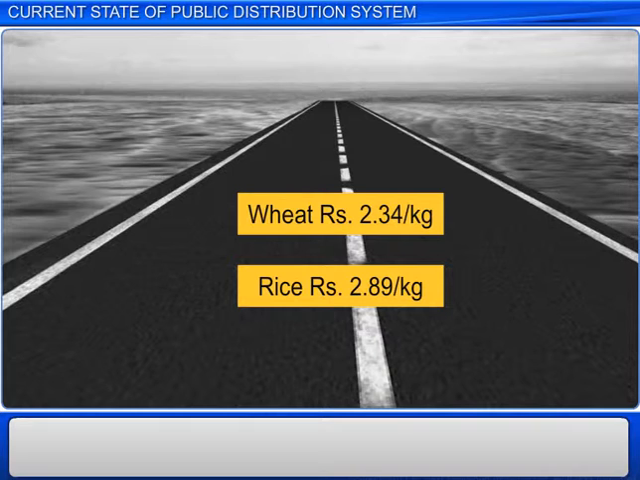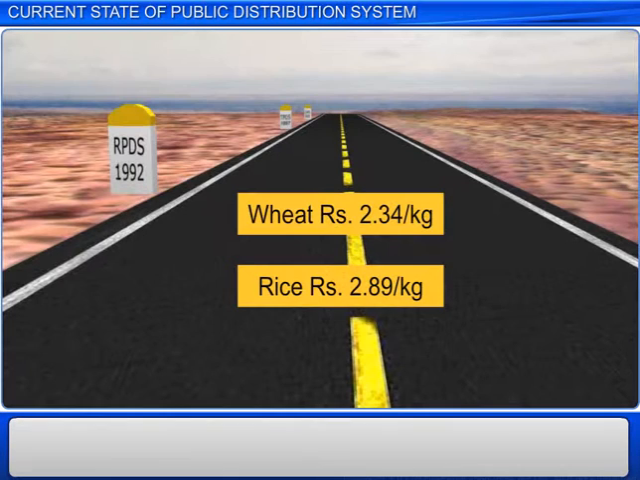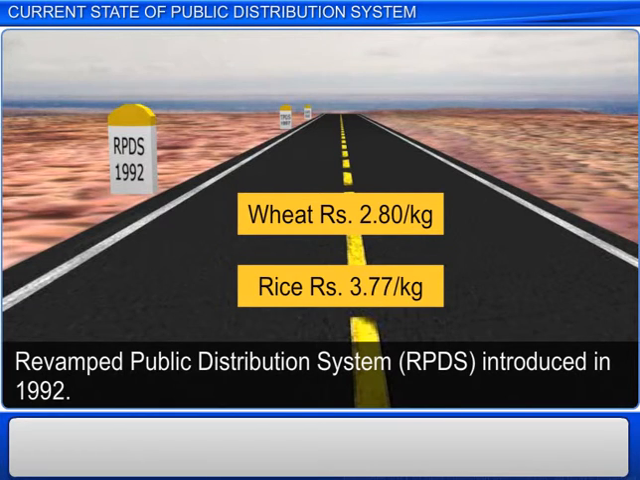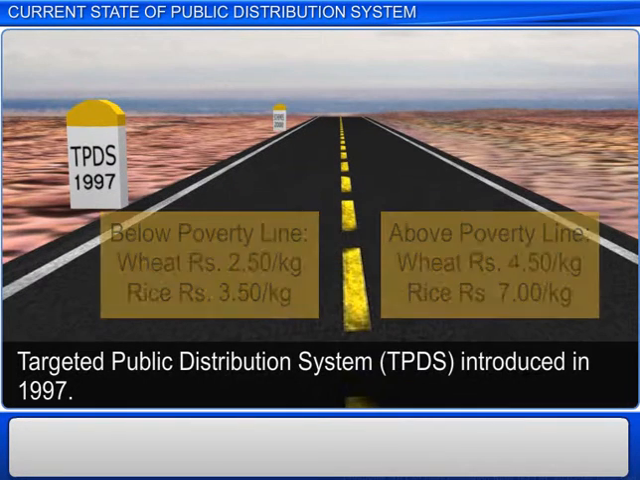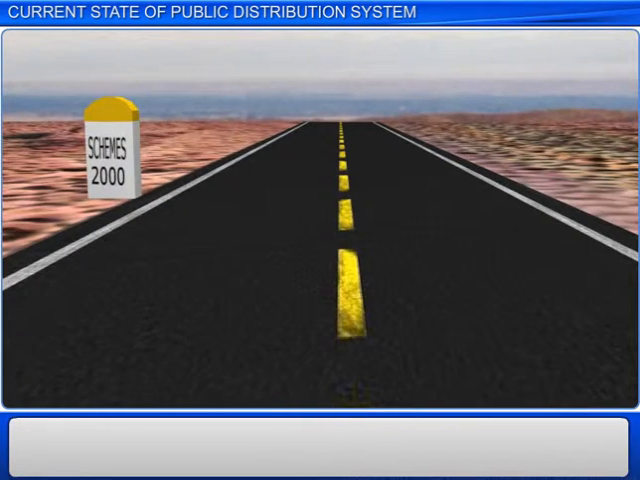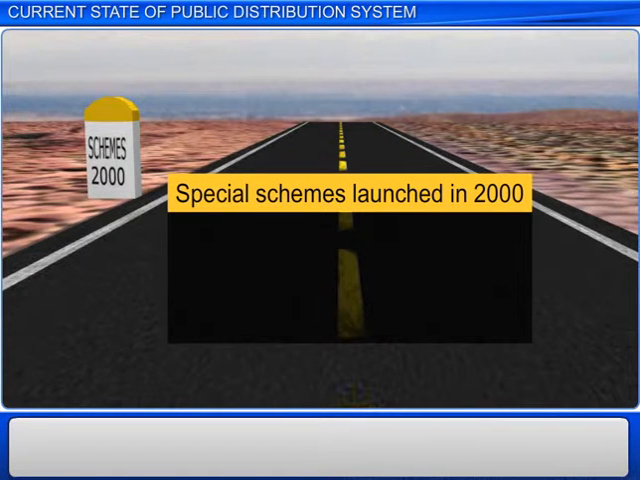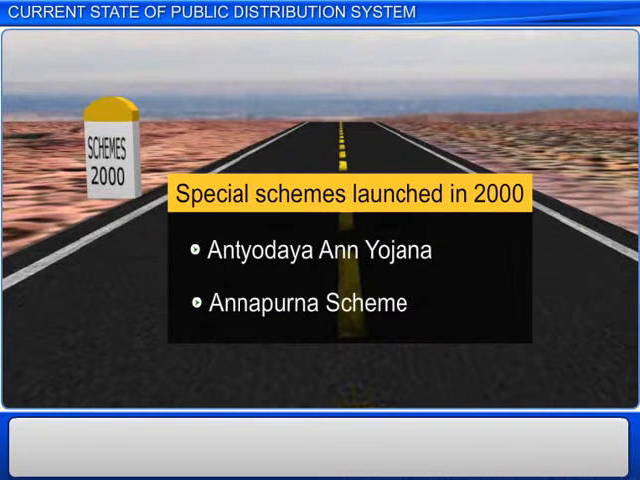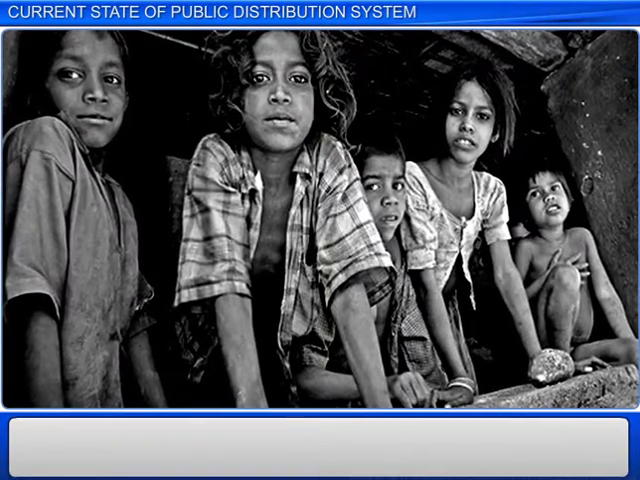In 1992, a revamped public distribution system was introduced in 1700 backward blocks in the country. In 1997, the targeted public distribution system was introduced to extend the benefits to the poor in all areas of the country. In the year 2000, two special schemes called the Antyodaya Anna Yojana and the Annapurna scheme were introduced through the public distribution system. While the Antyodaya Anna Yojana was aimed at the poorest of the poor, the Annapurna scheme was aimed at needy senior citizens.